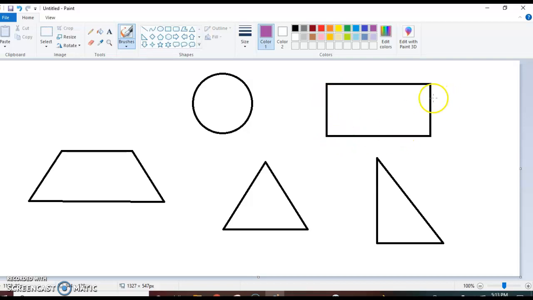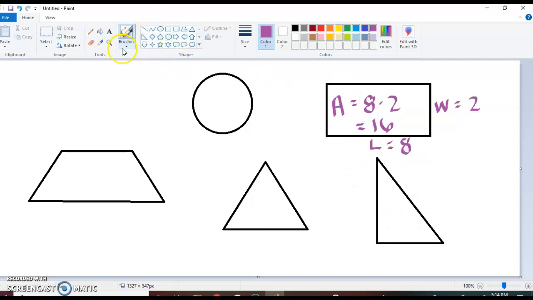So we're going to start off with a rectangle. The area of a rectangle is base times height or length times width. It doesn't matter which one is which. You just multiply the two sides together. So if this side was 8 and this side was 2, to find the area of this rectangle, you just multiply 8 times 2. So 8 times 2 is 16.